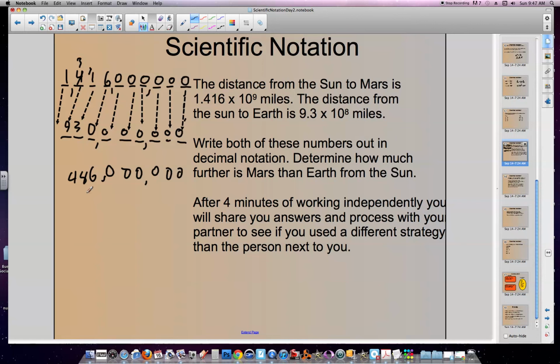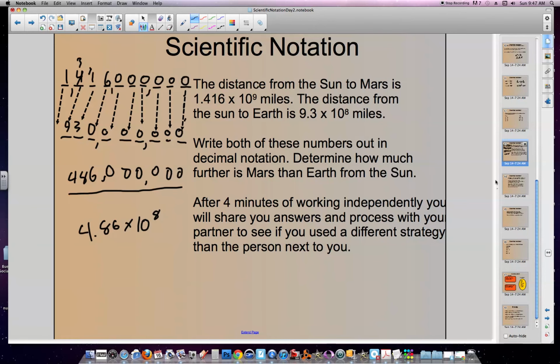And we could also determine that's the distance from Earth to Mars. And now I want you to put that back in scientific notation. What place value is the 4 in? 0, 1, 2, 3, 4, 5, 6, 7, 8. 4.86 times 10 to the 8th.